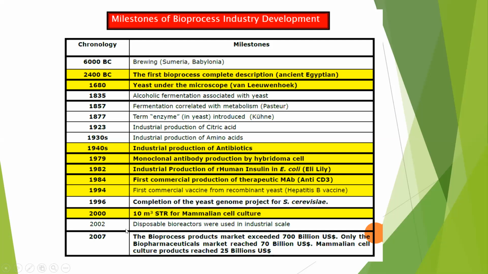And in 2007 the bioprocess products marketed exceeded 7,000 billion US dollars, and only the biopharmaceuticals market reached 70 billion US dollars, and mammalian cell culture products reached 25 million US dollars. And these are all just for your understanding, nothing required, okay. If you want to write for the question, you can just mention whatever has been marked in yellow.